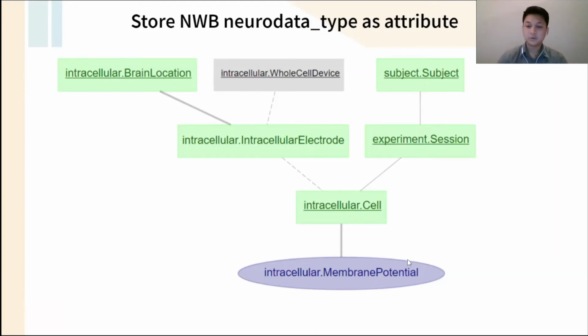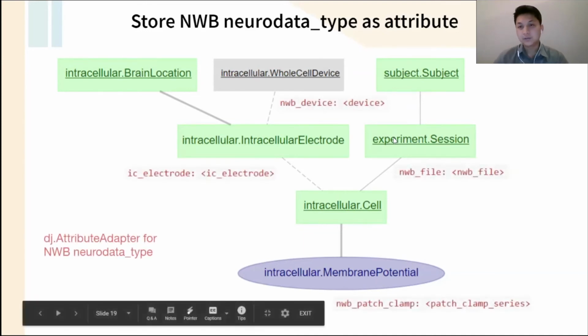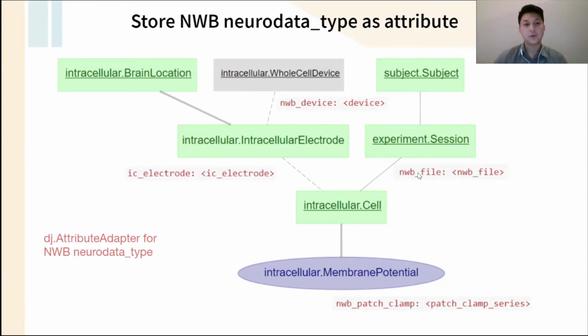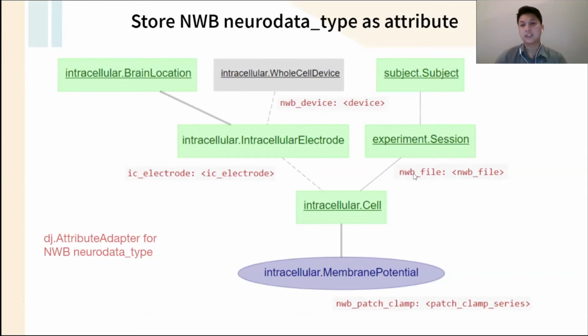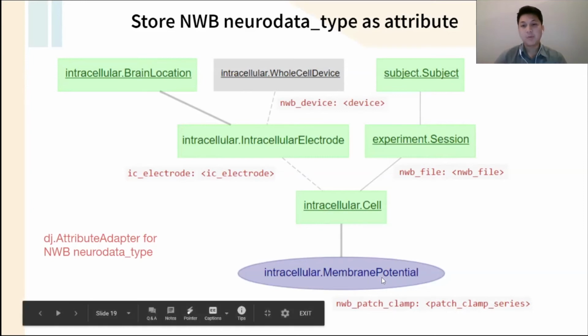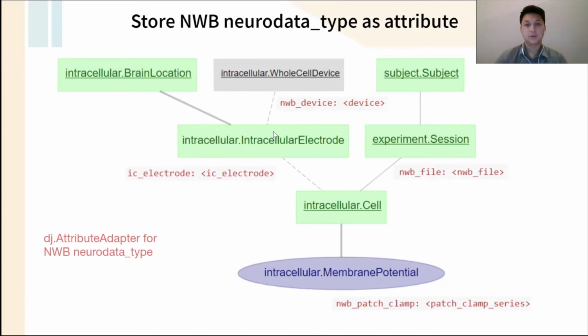And what's relevant here is that at each of these four table levels, I have used attributes that are NWB neurodata types. For example, in the session table, there is one attribute that is NWBFile, of type NWBFile object. At the membrane potential table, there's an NWB patch clamp object of type patch clamp series, which is an NWB neurodata type. And similarly for the intracellular electrode table and the device table.